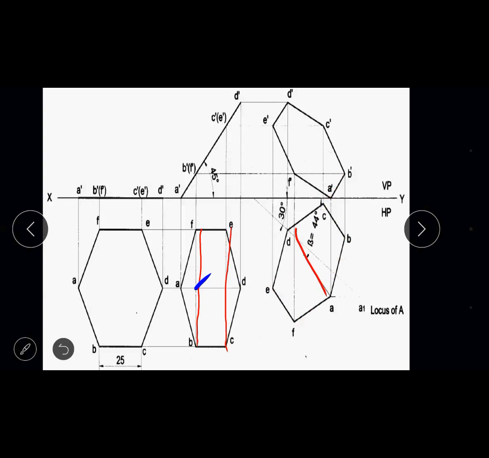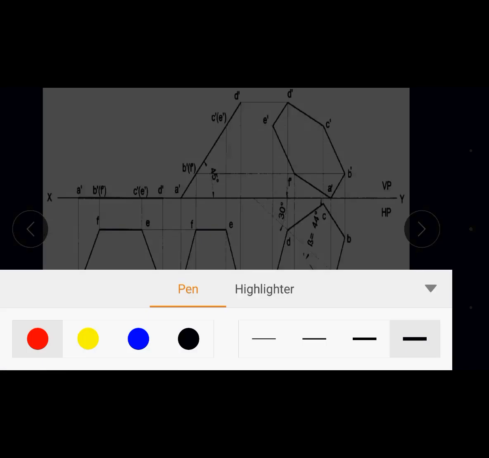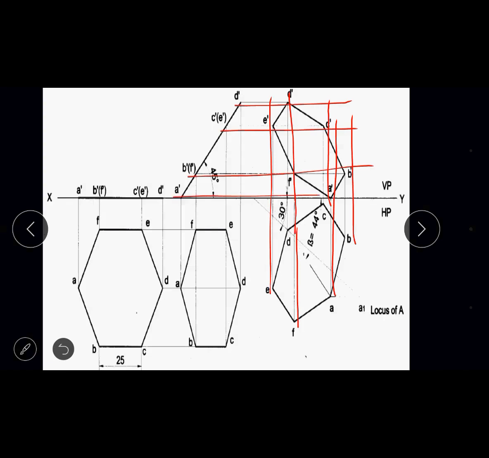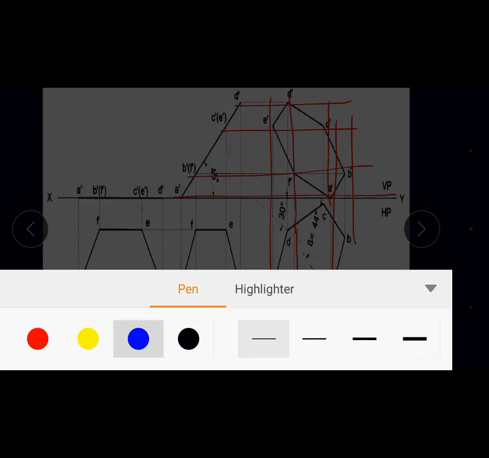So in the last step, as usual, for the irregular shape lamina, the third step top view is available. The next step is to draw the projection lines from all 6 corners. You can see that the projection lines from all 6 corners are drawn, and then projection lines from the front view are drawn. Just identify the point of intersection.